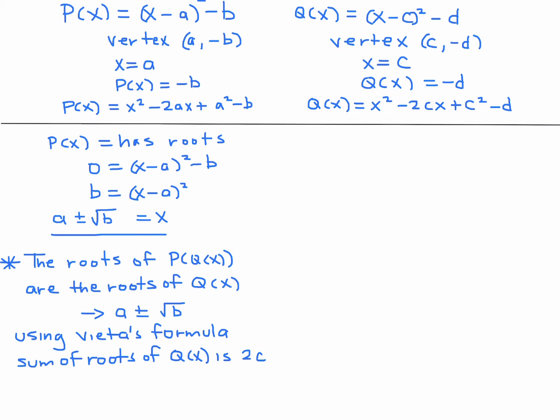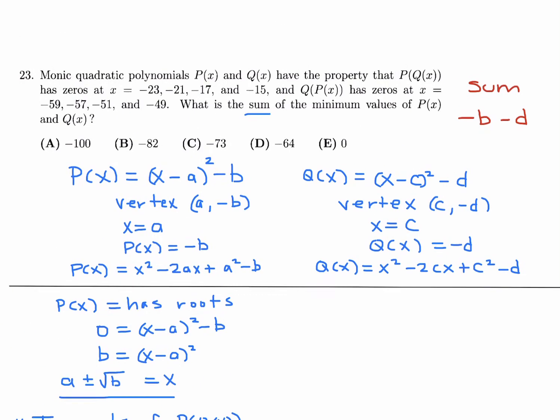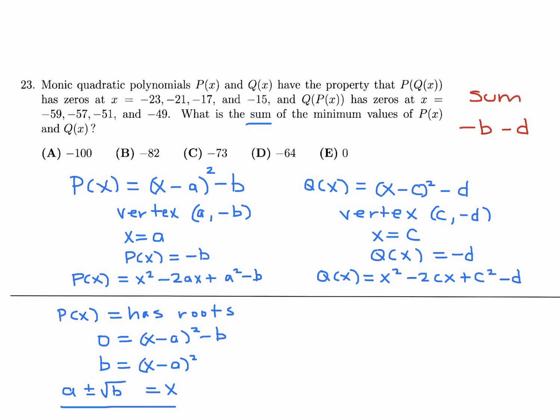Using Vieta's formula, the sum of the roots of q at x is 2c, and that's directly from that equation. And therefore the sum of the roots of p at q at x is going to be 4c, since you're doubling that. And now we incorporate all the roots, and those roots they have given us right here. These guys are the roots of p at q at x.